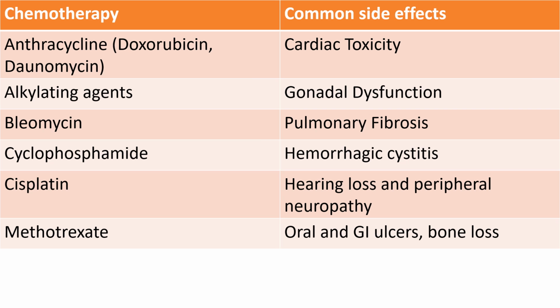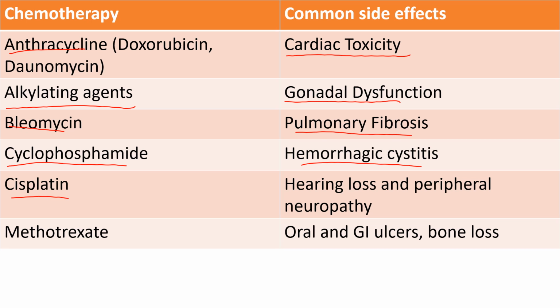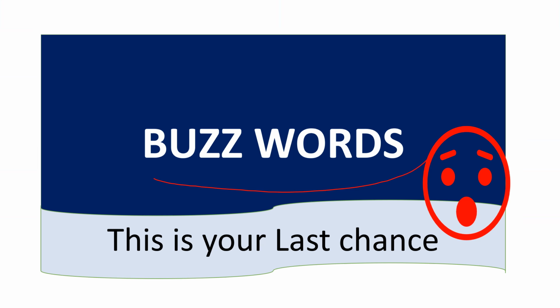This table shows common side effects of chemotherapy: anthracycline, cardiac toxicity; alkylating agents, gonadal dysfunction; bleomycin, pulmonary fibrosis; cyclophosphamide, hemorrhagic cystitis; cisplatin, hearing loss and peripheral neuropathy; methotrexate, oral and GI ulcers and bone loss. I will conclude this presentation with a few buzzwords.